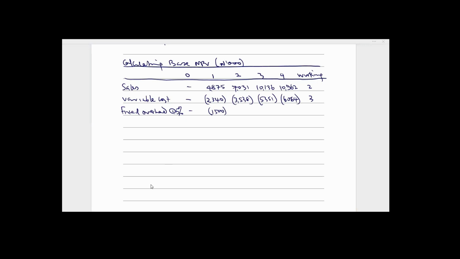1,575 multiplied by 1.05 is 1,654. Multiplied by 1.05 is 1,736.